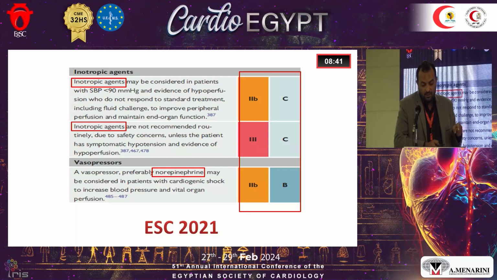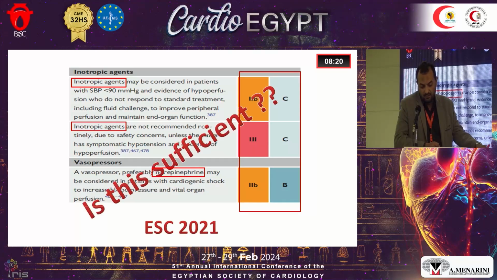But inotropic agents, no names, no dobutamine, just in general, for systolic blood pressure less than 90 and evidence of hypoperfusion who do not respond to standard treatment. Inotropic agents are not recommended routinely due to safety concerns. Still, we have safety concerns unless the patient has symptomatic hypotension and evidence of hypoperfusion.